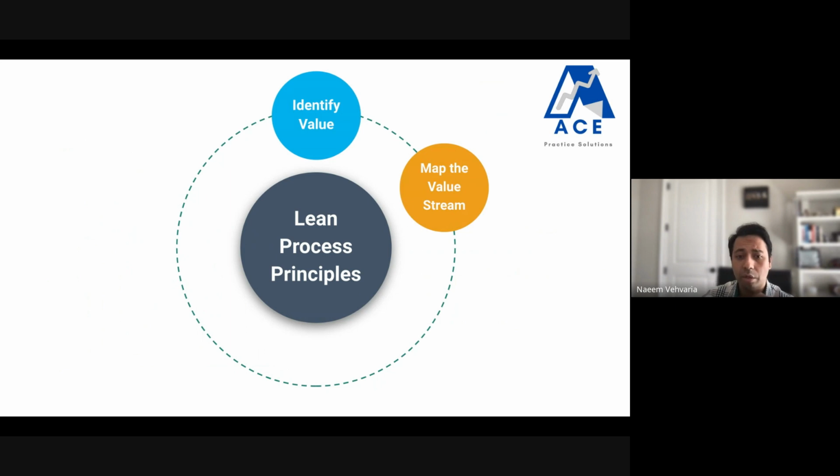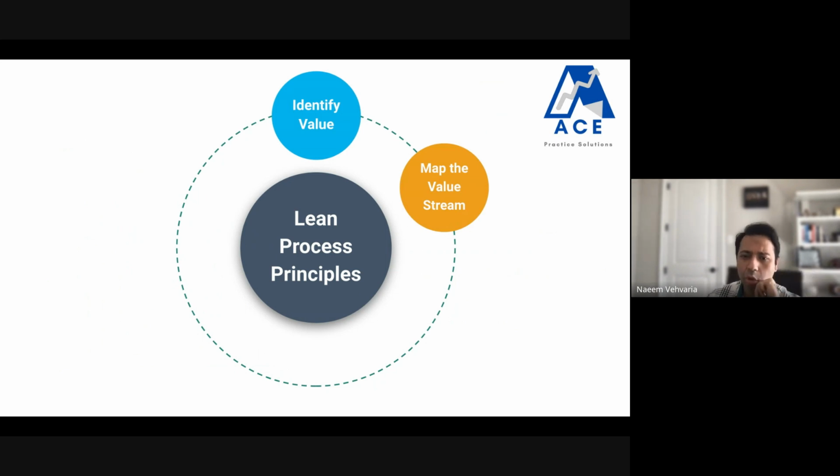Once you have identified what the patient values, the next step is to map the value stream. This means breaking down and analyzing the entire patient journey, from the moment they pick up the phone to schedule an appointment to the moment they leave your office. You need to make sure that at no instance during the entire process you lose or compromise what your patient values. Remember, your entire process should be driven by what your patients value.